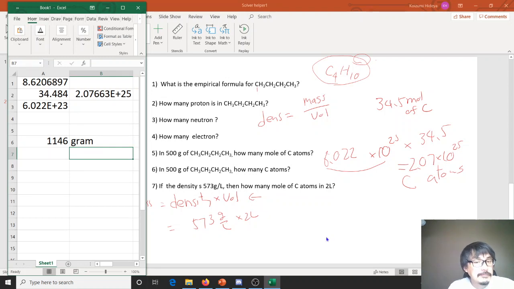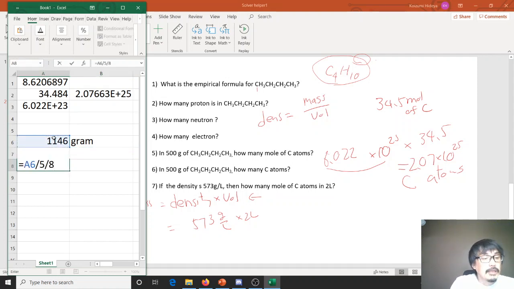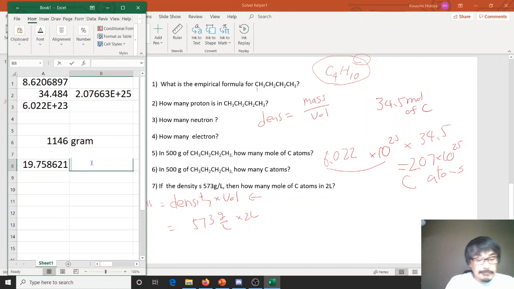Alright, then what is the number of mole of this butane I have? Remember that the molecular weight was 58, right? So I'm going to divide this number by 58. I should probably write it somewhere around here. It is equal to this divided by 58. I'm dividing the total mass by the molecular mass, molecular weight. So that's the number of mole of butane.